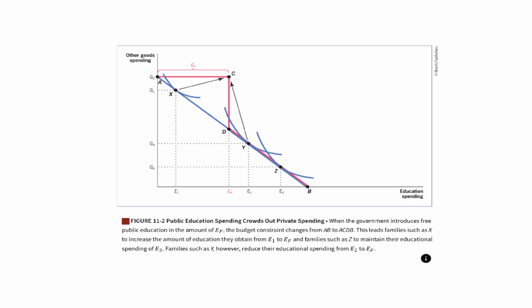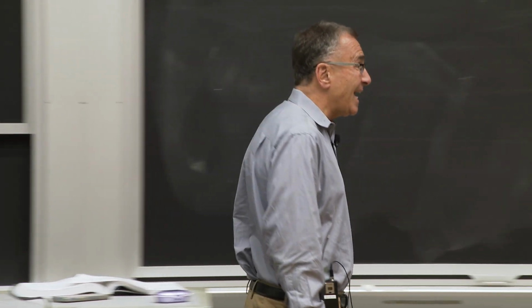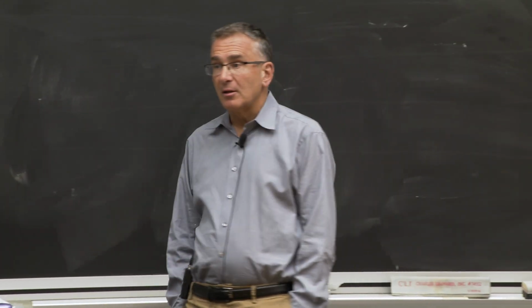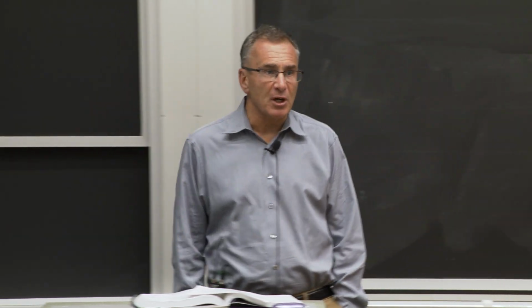So ex ante, we end up with three different education levels, E1, E2, and E3, for three different parents. Now the government comes in and says, we're going to provide free public education up to an amount E sub F. Anybody can have E sub F for free. But we're going to make a key assumption here.